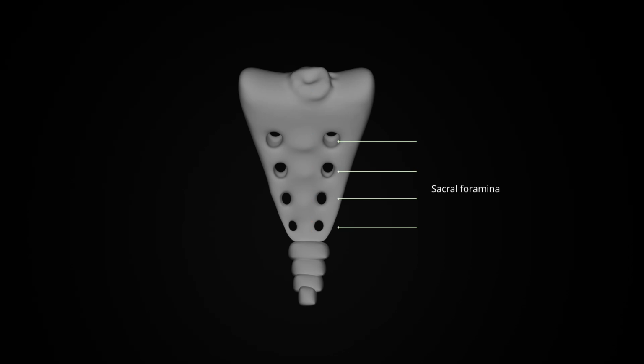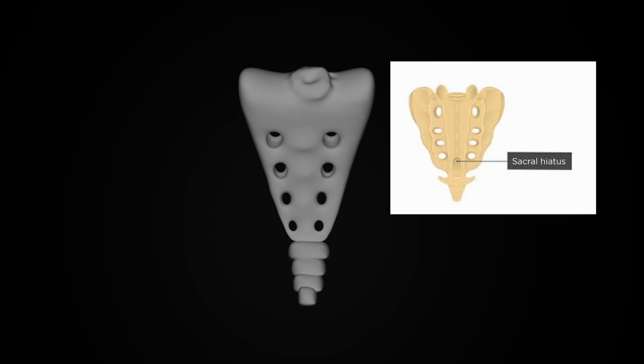The sacral foramina, openings on the sacrum surfaces, allow the passage of sacral nerves and blood vessels. The sacral hiatus, an opening at the lower end of the sacral canal, provides an exit for the filum terminale and sacral nerves.